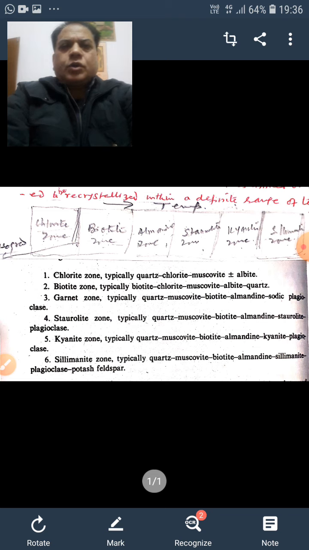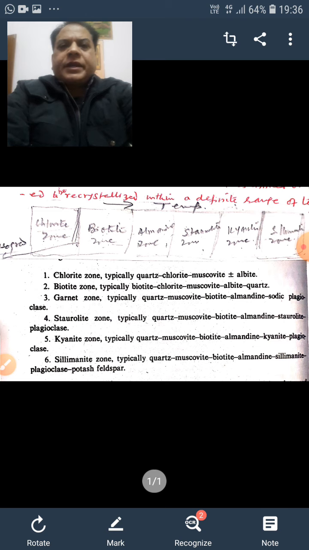Metamorphism, you all know, takes place in response to rising temperature and pressure. The progressive changes brought about in rocks by rising temperature are called progressive metamorphism. Successive rise of temperature brings about a series of reactions which change mineral assemblages.